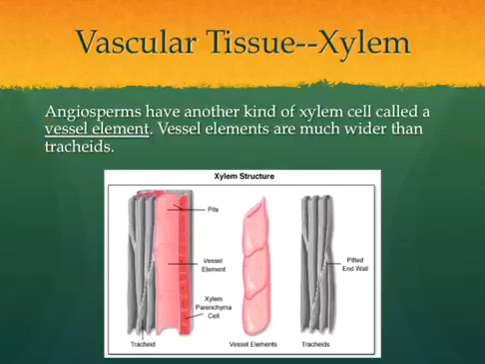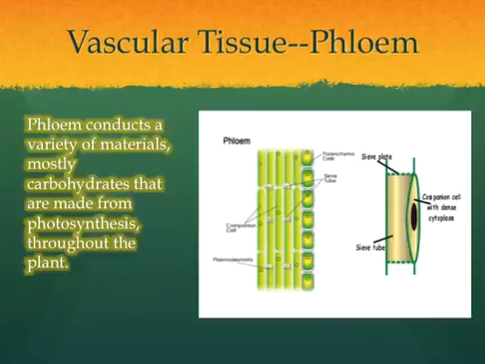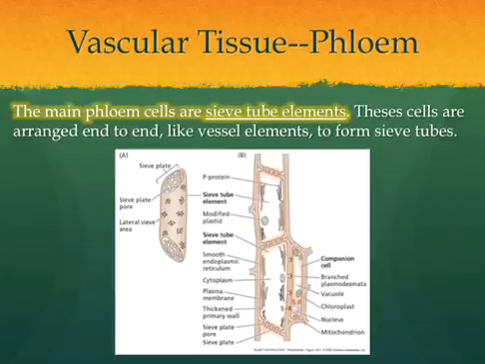Angiosperms have another kind of xylem cell called a vessel element. Vessel elements are much wider than tracheids. Angiosperms have both tracheids and vessel elements. Phloem conducts a variety of materials, mostly carbohydrates that are made from photosynthesis throughout the plant.